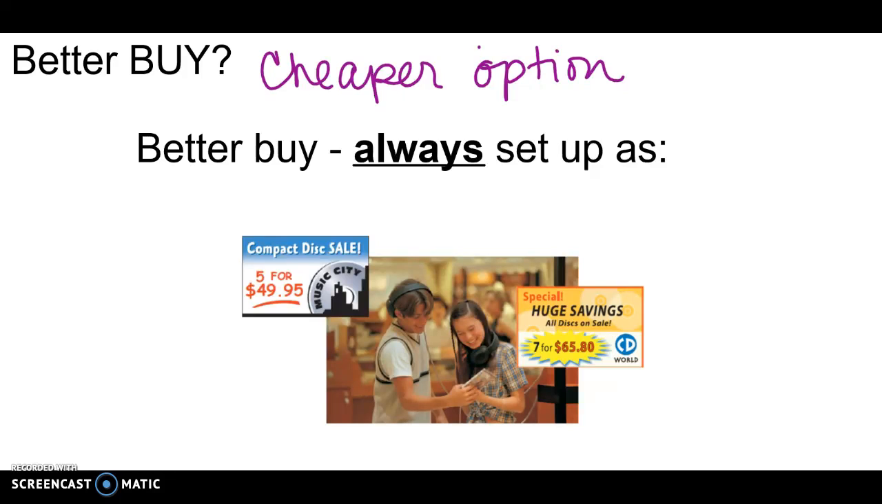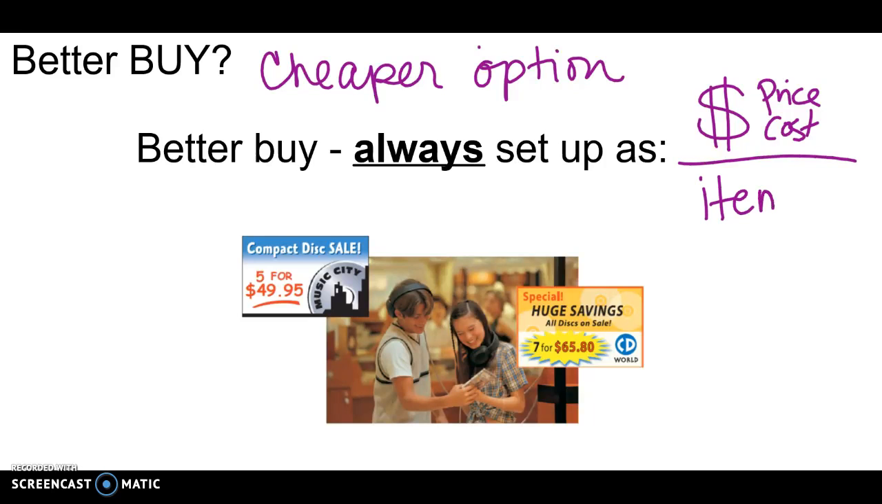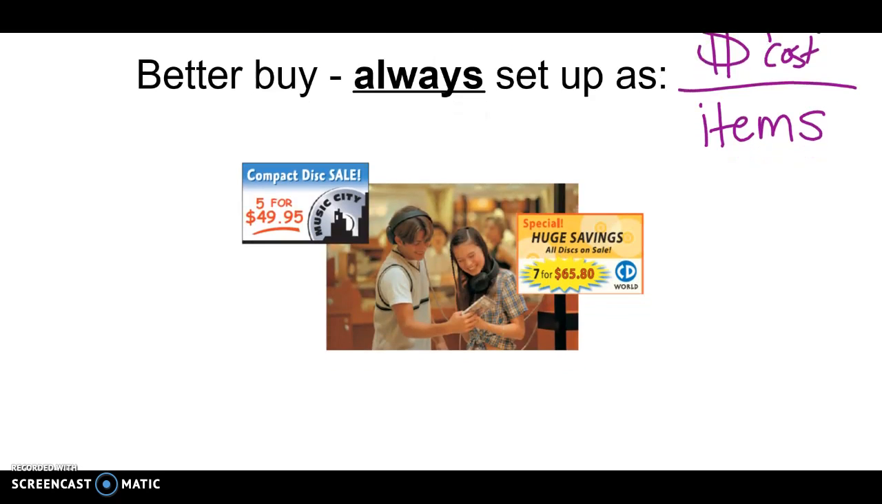For a better buy, you're always, always, always going to set it up as money, so the price or the cost, divided by the items that you're buying. So whatever you're getting, maybe it's the price per pound or the price per ounce or the price per package or the price per can, but always set it up that way with money on top.